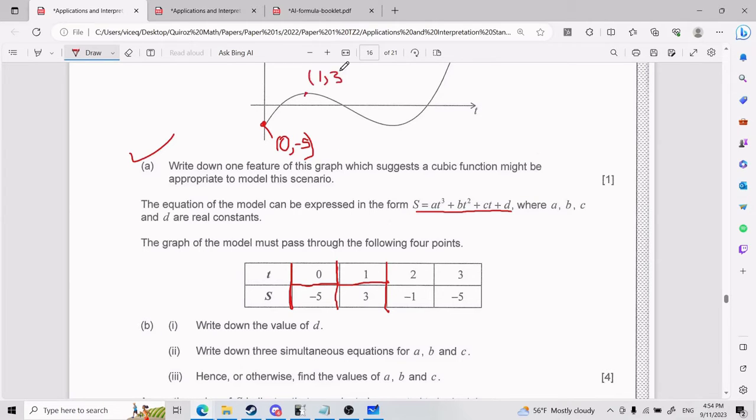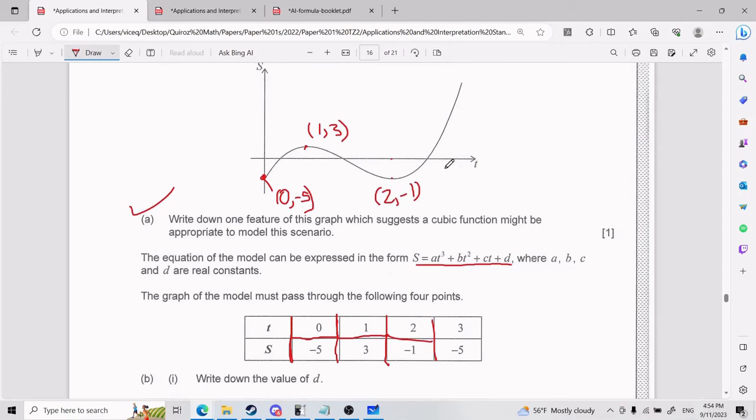It's (1, 3). (2, -1) is going to be probably here. And (3, -5). Actually, no, I messed it up. Over here, it's probably (2, -1). And over there, it's probably (3, -5). Again, I'm just eyeballing it.